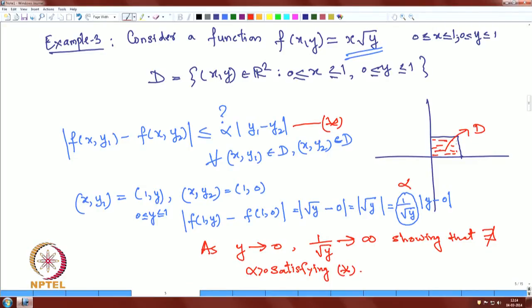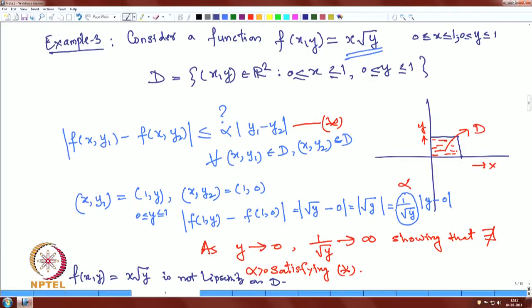So, as y approaches 0, as this is the x axis and this is the y axis, this quantity 1 upon square root of y blows up. Therefore, the Lipschitz condition is not possible. So, the conclusion is that the function f(x, y) given by x square root of y is not Lipschitz on the given domain D. Therefore, this function is not Lipschitz continuous, not even locally Lipschitz continuous on D.